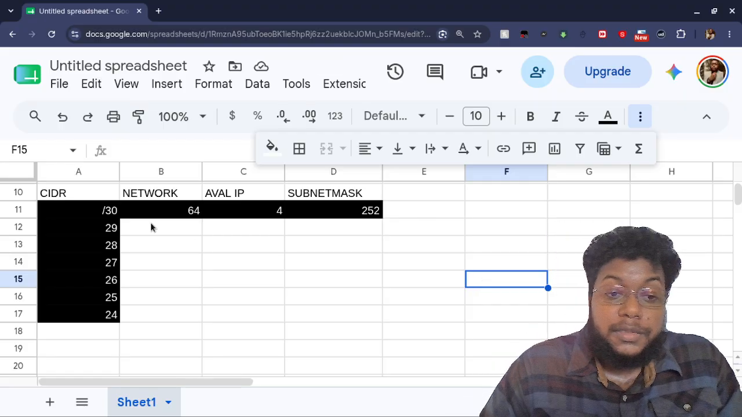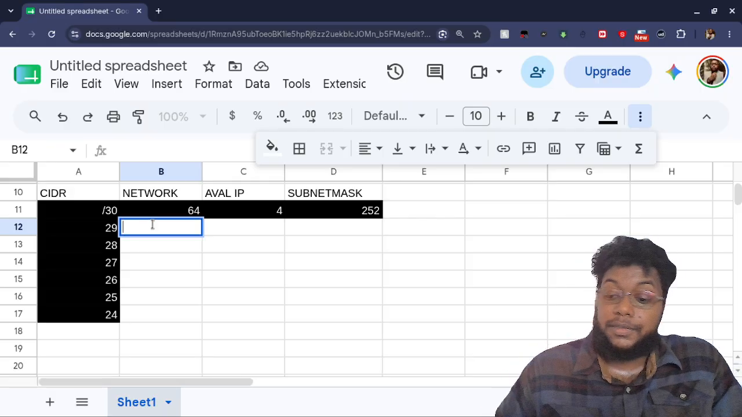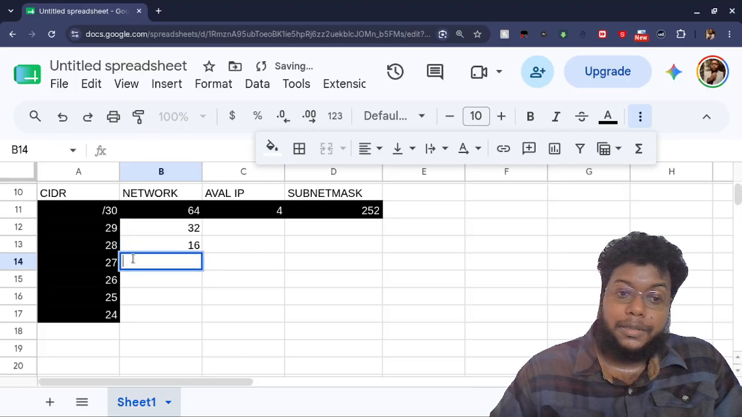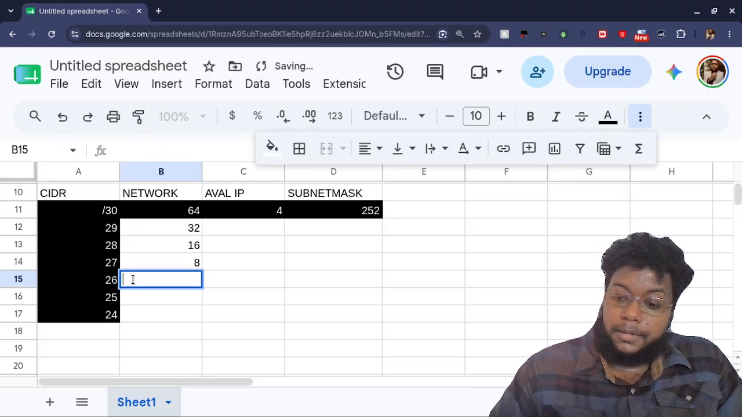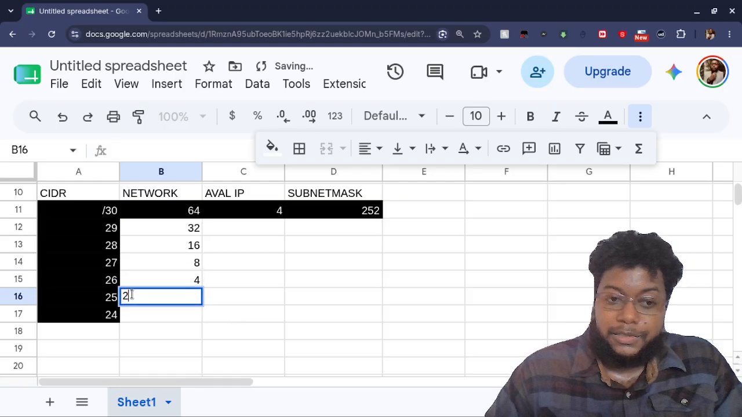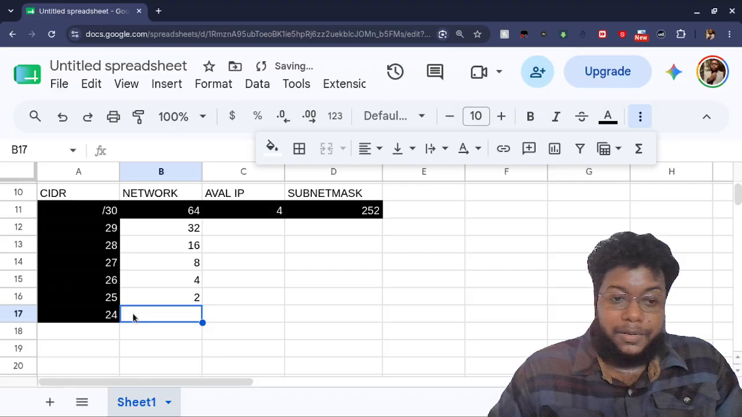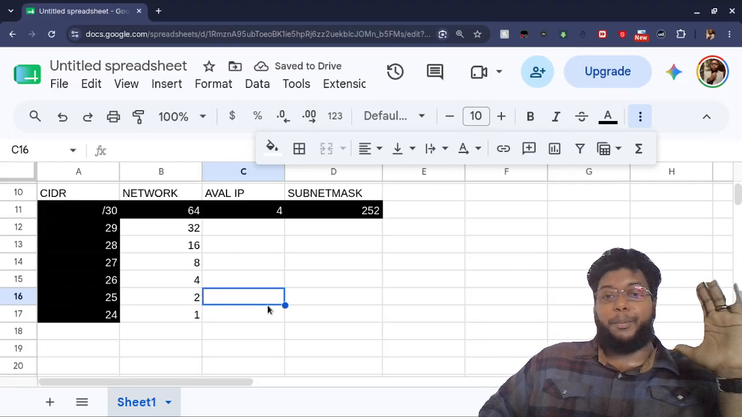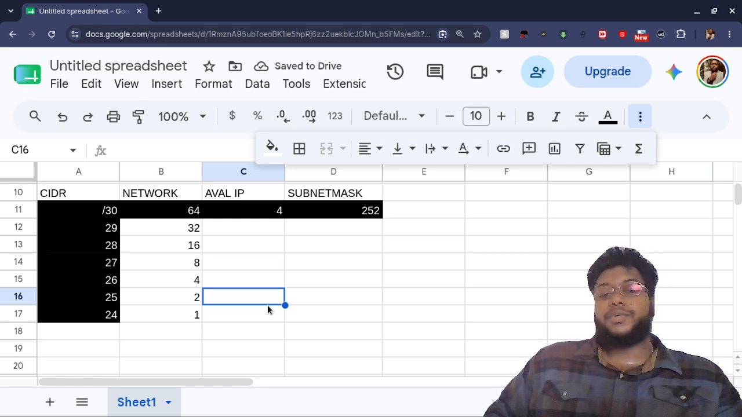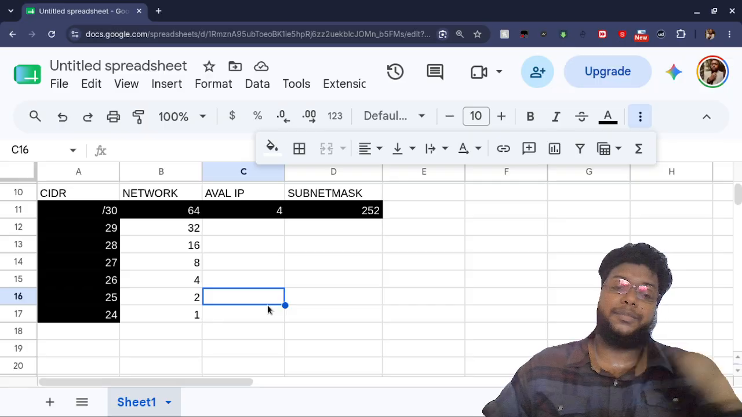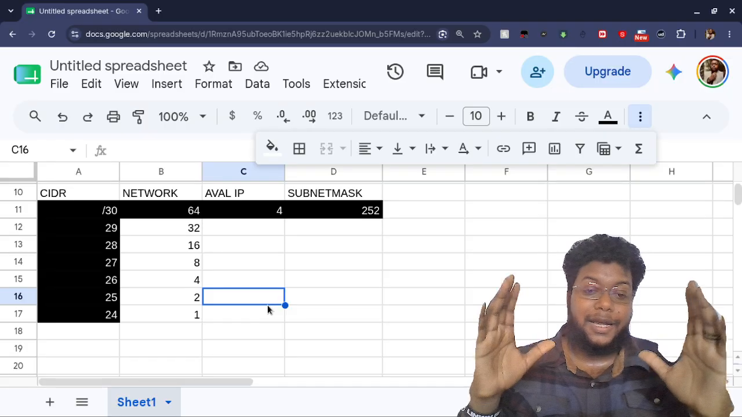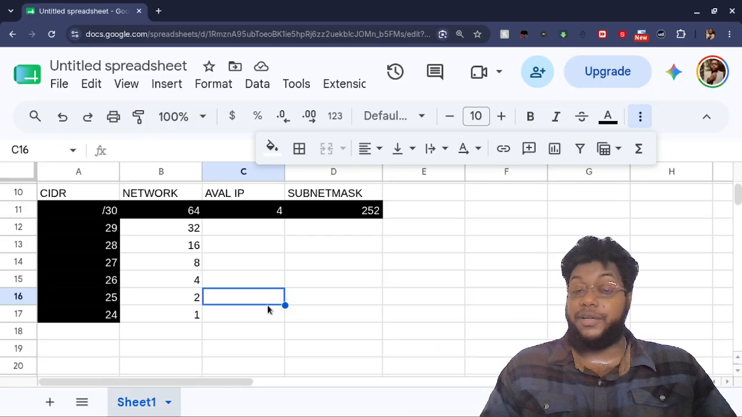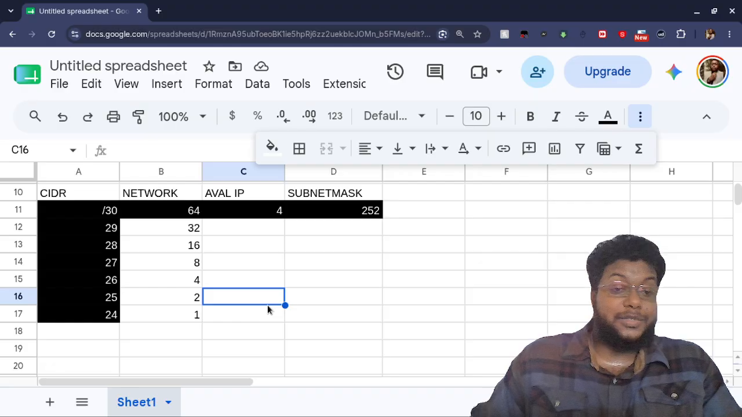What are we going to do with the 64? What comes before 64? 32. Before that, 16, 8, 4, 2, 1. Right? Just understanding how to build this table is almost enough to have you pass any subnetting question. But again, this is not explaining every single aspect of subnetting. This is just giving you a good table so you're able to move from point A to point B.